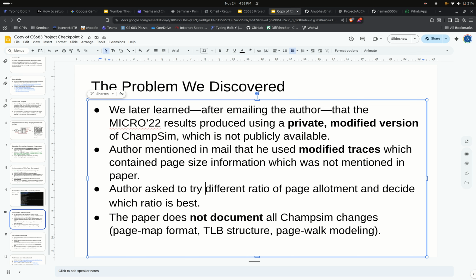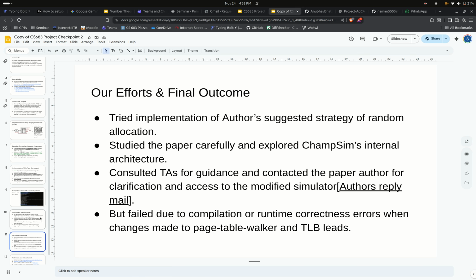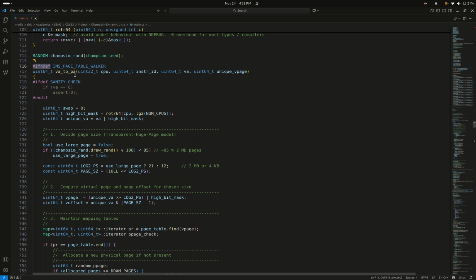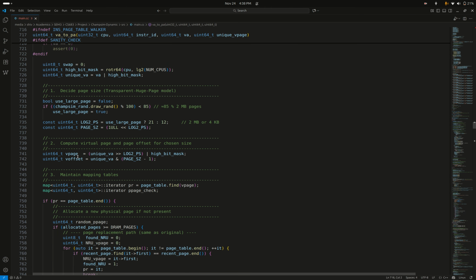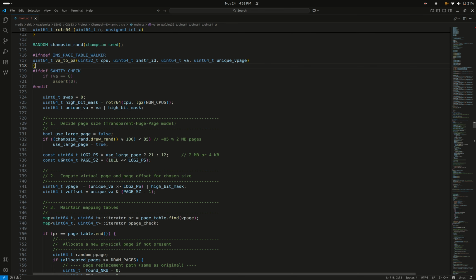The paper does not document at all what changes we need to make to modify ChampSim, like what page mapping we need to do, how the TLB structure should be changed, and how the page walk should be changed. We tried to change the VA to PA translation in main.cc. The code was compiling, but when we ran the simulator again, the pages were still being allocated only as 4 KB. It was not dynamically allocating.